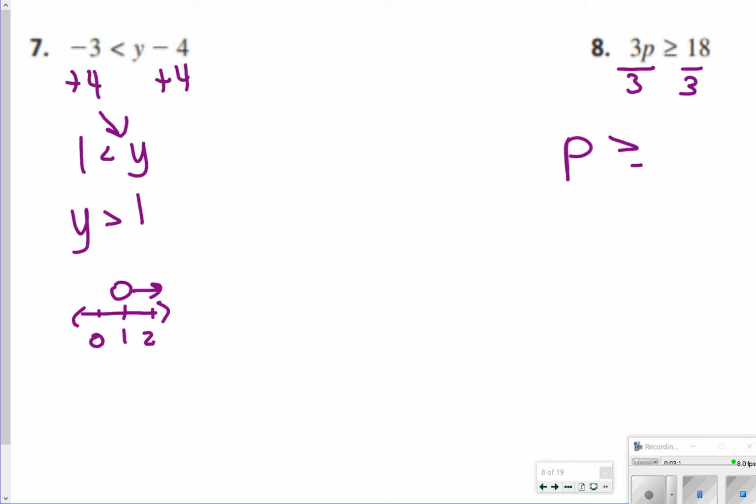For number 8, we're just dividing by 3 on both sides. So we get p is greater than or equal to 6. So when we graph this one, we're going to have a closed circle, and again pointing to the right.